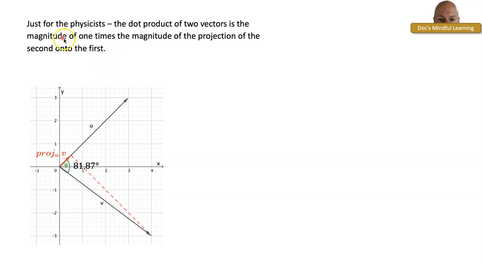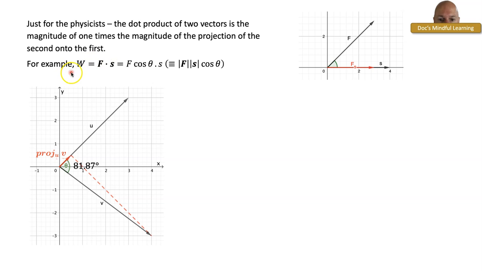And one more little piece of interest is if we try to reconcile our physics interpretation with the maths interpretation, and again, if you don't do physics, that's no big deal. But for the physicists, if we think about the dot product of two vectors as the magnitude of one times the magnitude of the projection of the second onto the first, then the way that we deal with that in physics is that we would say, for example, work, which is a scalar quantity, is, well, we don't refer to it in physics as F dot S, but that's what it is.